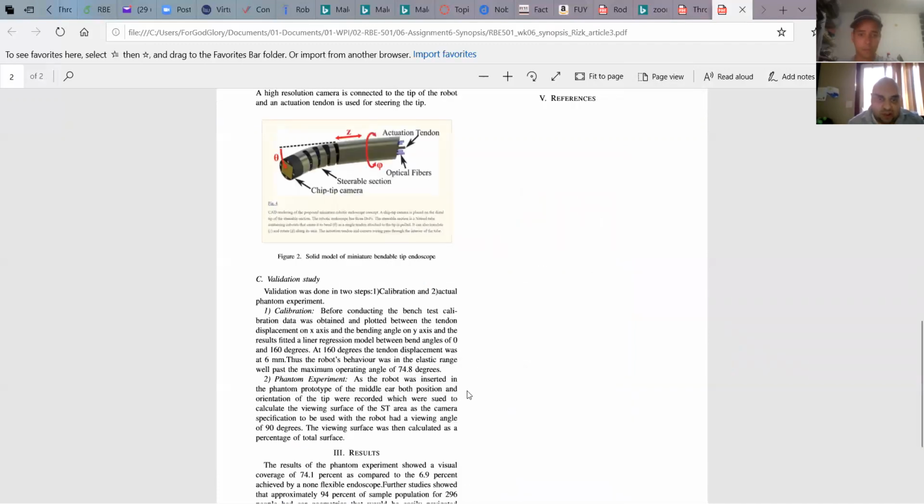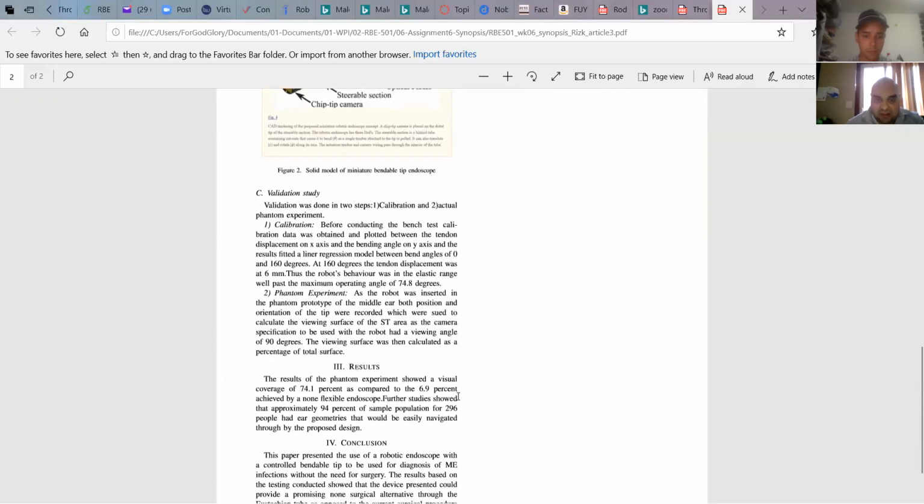Once the calibration is completed, the next step is the phantom experiment. As the robot was inserted in the phantom prototype of the middle ear, both position and orientation of the tip were recorded, which were used to calculate the viewing surface of the sinus tympani region, as the camera to be used with the robot has a viewing angle of 90 degrees. So they used all the geometry of the camera and everything to calculate, based on the orientation and location of the tip, how much viewing surface is going to be seen.